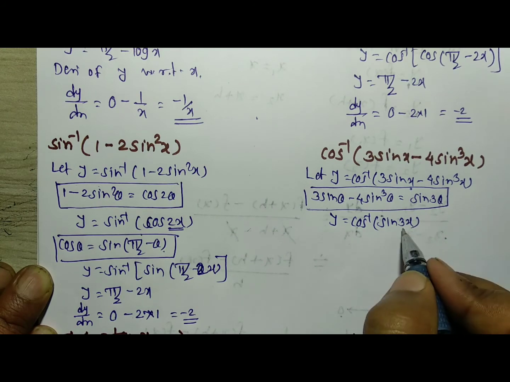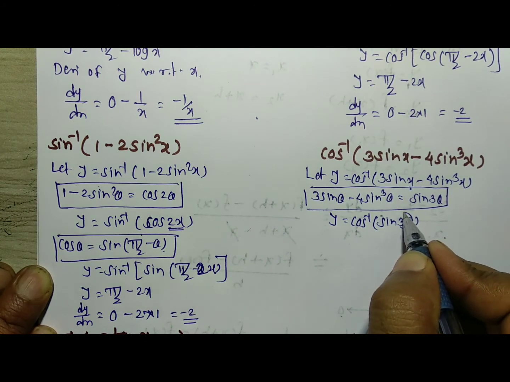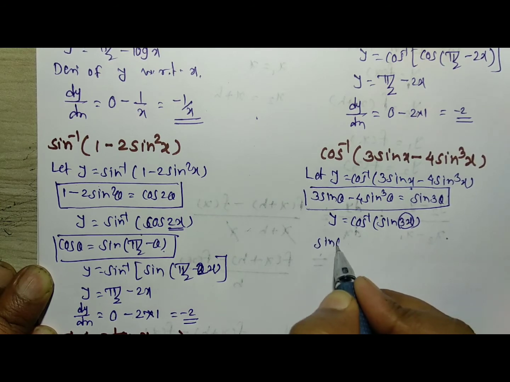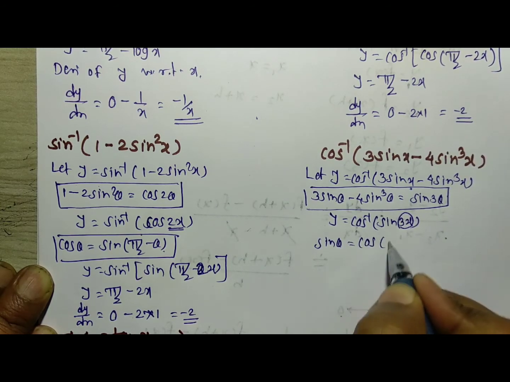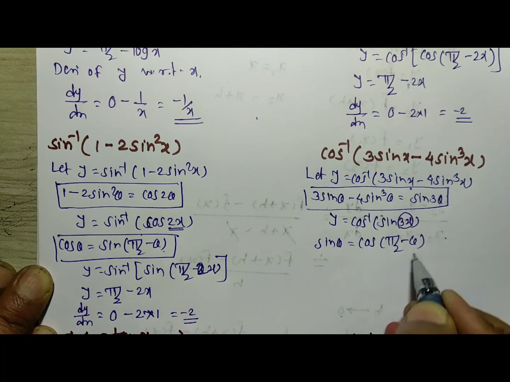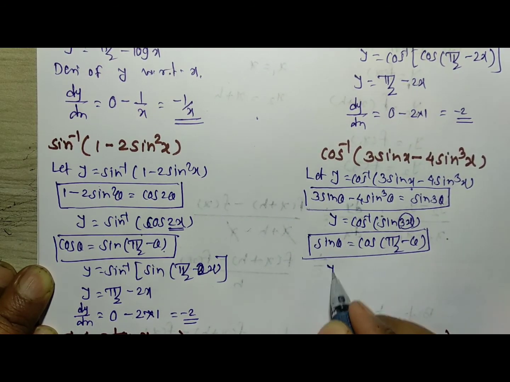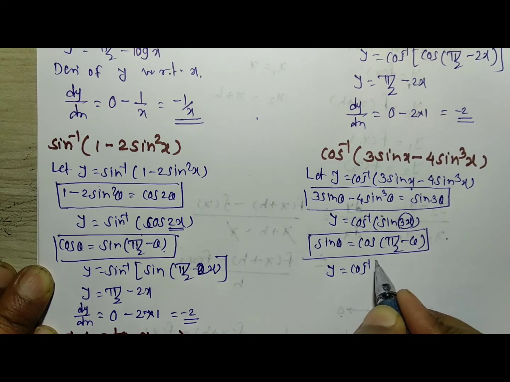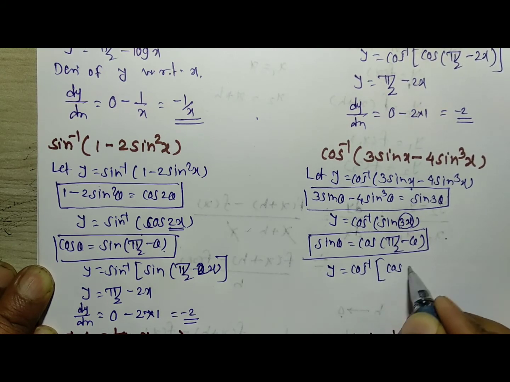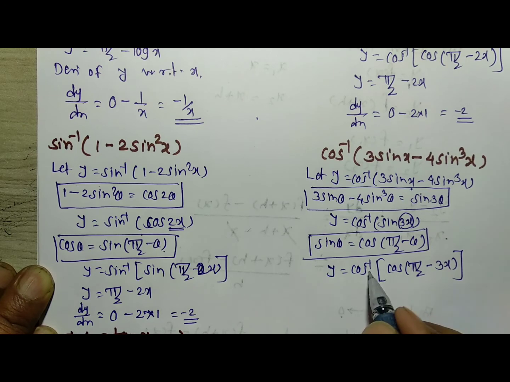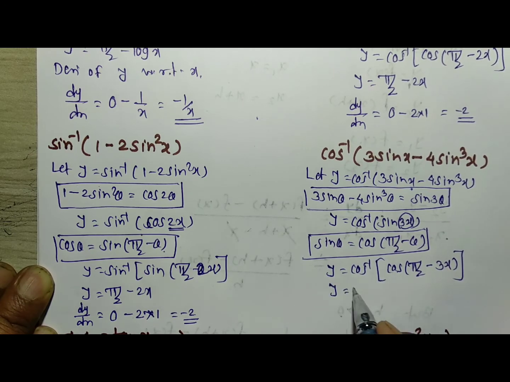Cos inverse sine 3x is here. Once again, 3x works as theta, and therefore sine theta is equal to cos(pi/2 minus theta). By using this formula, you will get y is equal to cos inverse inside the bracket cos(pi/2 minus 3x), because theta is nothing but 3x, and cos inverse and cos cancel each other. y is equal to pi/2 minus 3x.